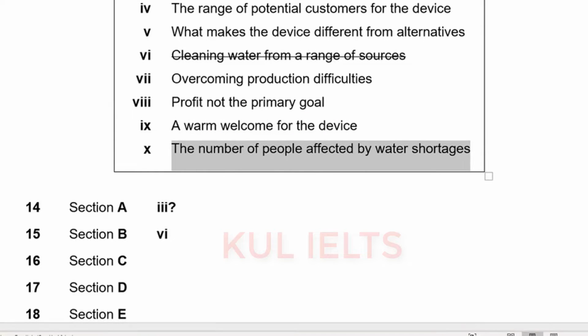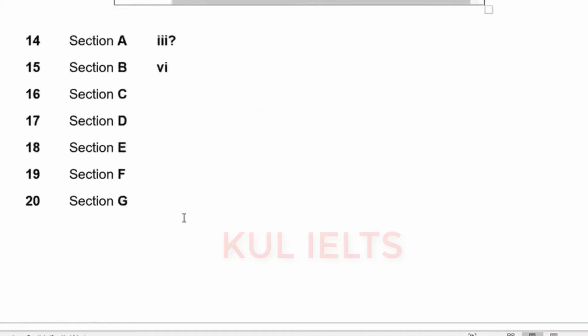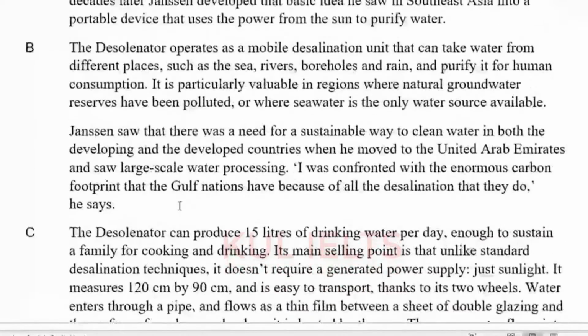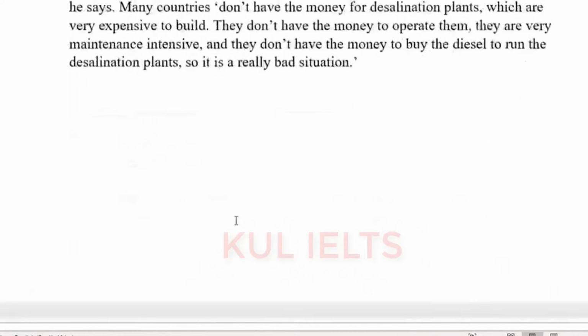So this is actually turning out fairly easy, this one. What was that? Paragraph D was X. Right, not so bad at all.